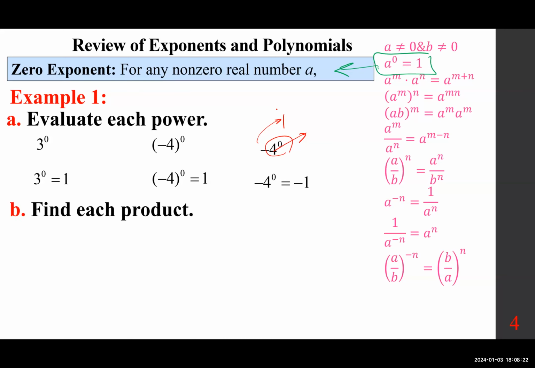We want to find each product. If we look at this one, we are going to go with this theorem, and we're going to add 4 and 7. We get y to the power of 11.